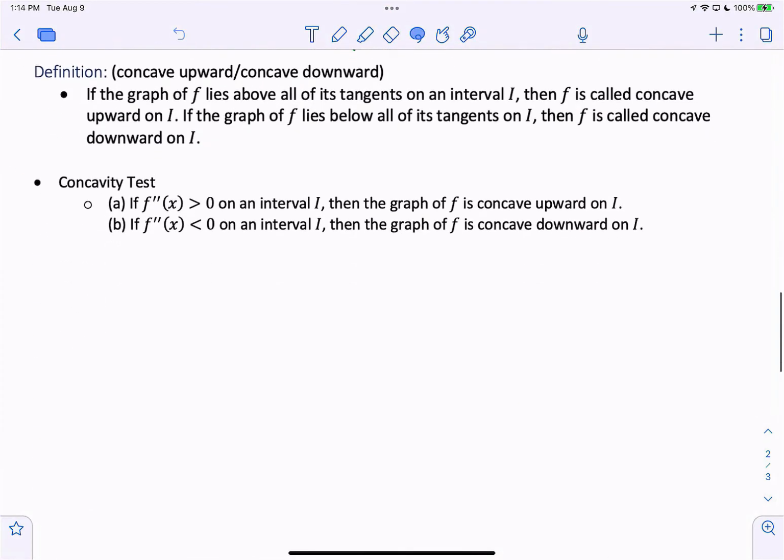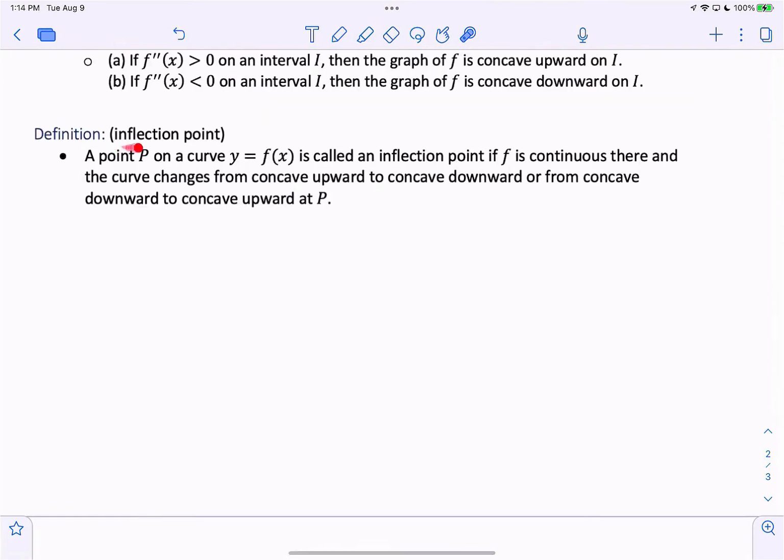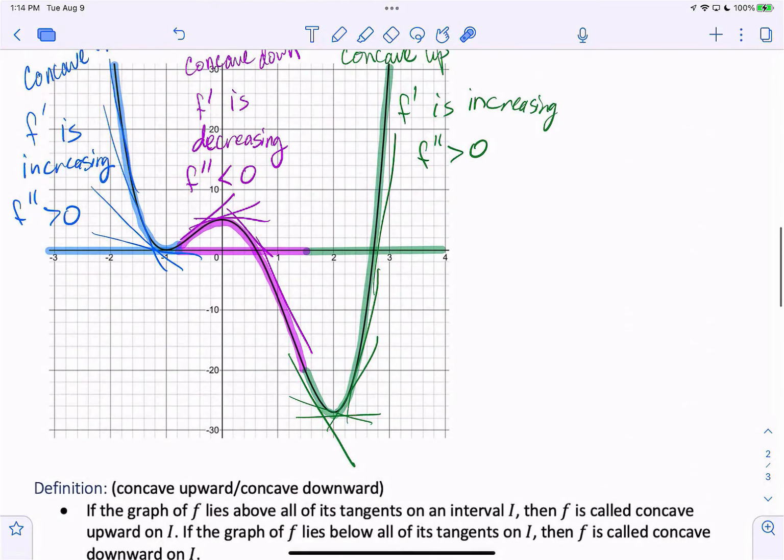One more piece of vocabulary here. An inflection point is a point on a curve if at that point the curve changes from concave upward to downward or from concave downward to upward. And so where the blue and the purple meet, we have an inflection point. And where the purple and the green meet, we have another inflection point.